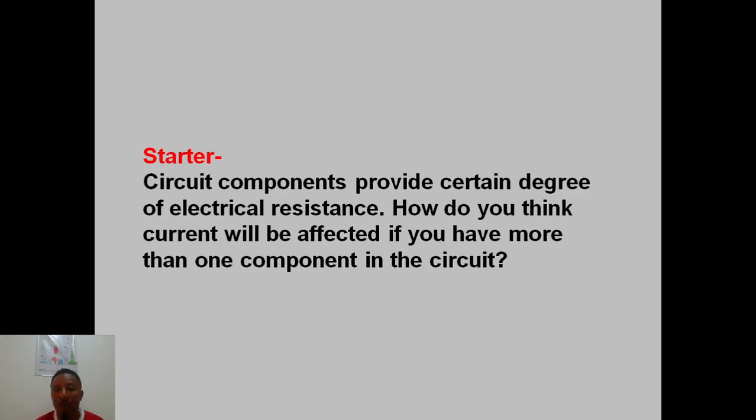Now, how do you think current will be affected if you have, let's say, more than one component in the circuit? For instance, if you have two to three bulbs in a circuit, how will the current flowing in the circuit be affected? Will it be bigger or smaller?